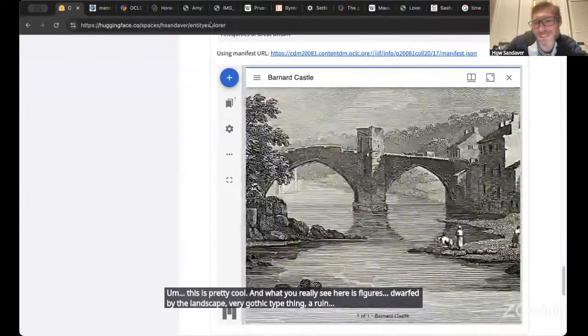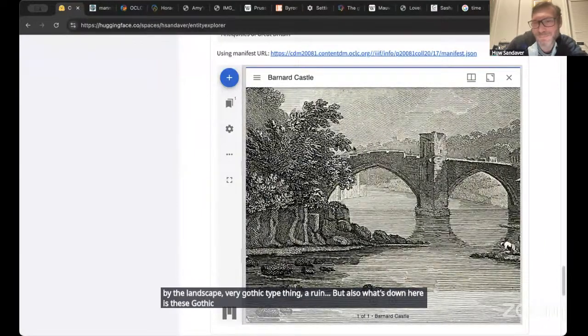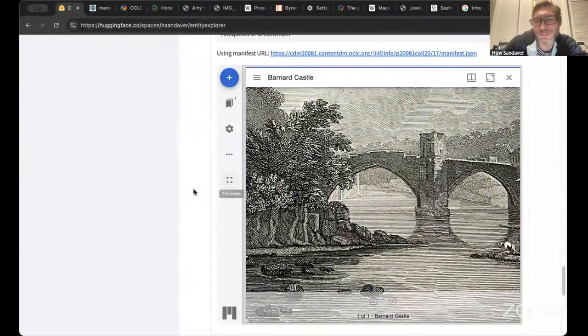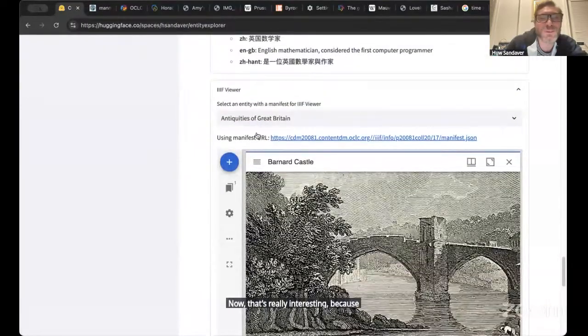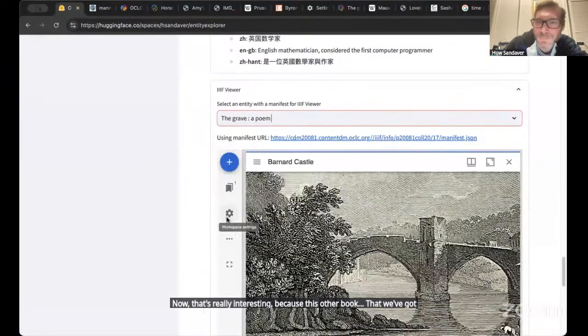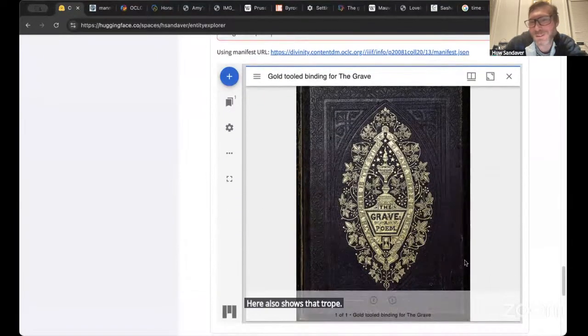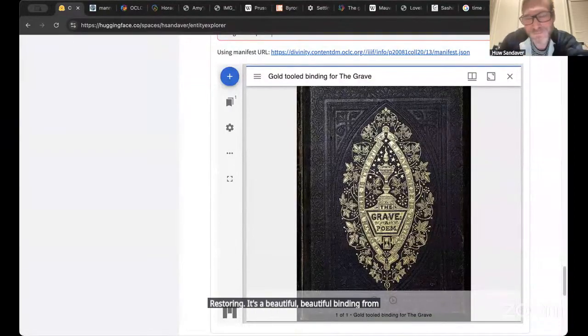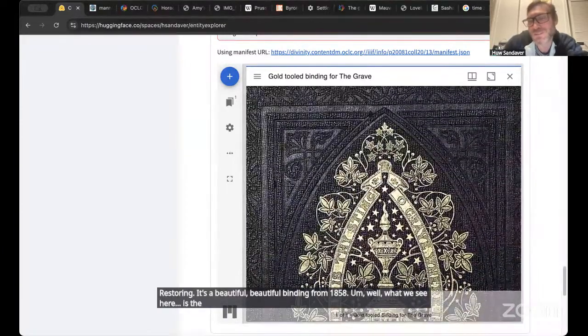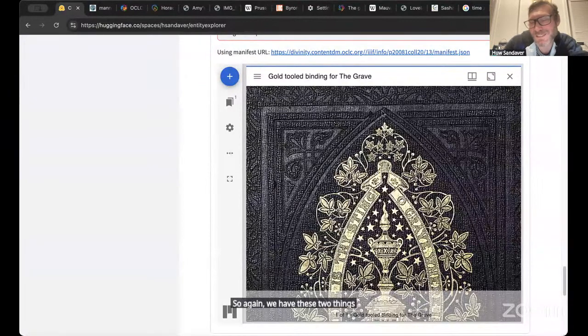But also what's down here is these Gothic arches. Now that's really interesting because this other book that we've got here also shows that trope. This is something I spent quite a lot of time working with, restoring. It's a beautiful, beautiful binding from 1858. But what we see here is the Gothic arch. So again, we have these two things connected visually, contextually through the data.